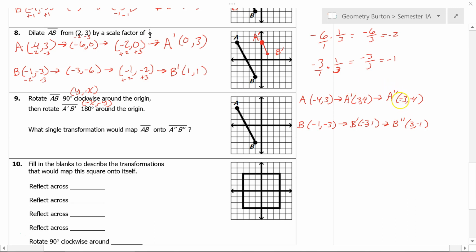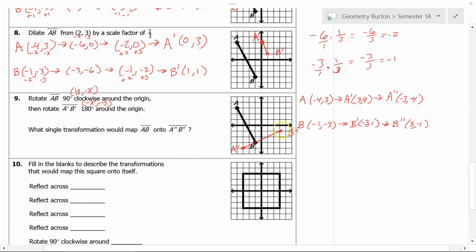Okay, let's graph these and see what we have. So let's see, -3, -4. No, I almost messed that up. So -3, -4 would be right here. Alright, and then 3, -1 would be right here. Okay, so this is my A double prime, and this is my B double prime.